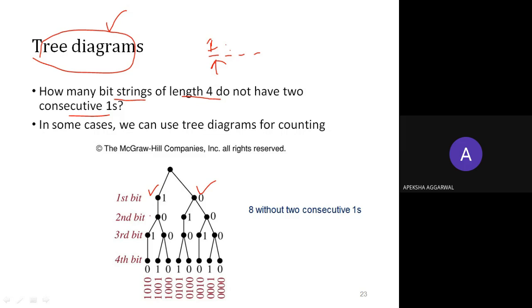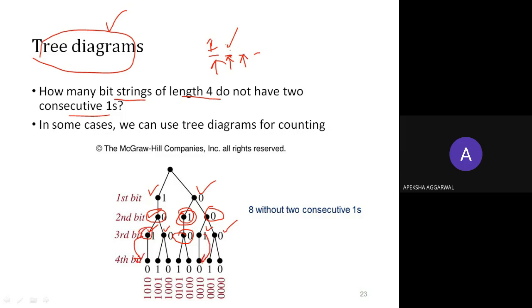So if it was 1, you cannot have consecutive 1s, so you have only one possible choice. But if it was 0, you had two possible choices, which was 0 as well as 1, right? Now, for the second position, this is done. Now for the third position, if the previous was 1, the next possibility was only 0, but if it was 0, you can go with 0 as well as 1. Now similarly for the fourth bit, if you have 1 over here, you can have only one possibility.